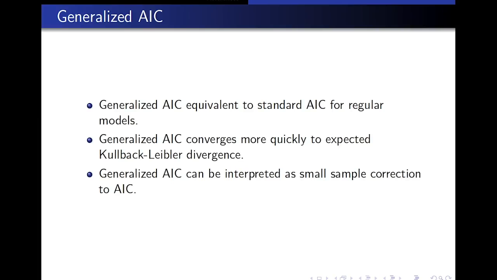This form of the AIC is equivalent to the standard form for regular models with no singularities or boundaries, but the advantage is that it converges more quickly to the expected Kullback-Leibler divergence than the standard AIC does, and also that it can be interpreted as a small sample correction to the standard AIC. The disadvantage is that it's harder to use and it can be very difficult to use for complicated models. Fortunately, our models are pretty simple, so we can actually make use of it.